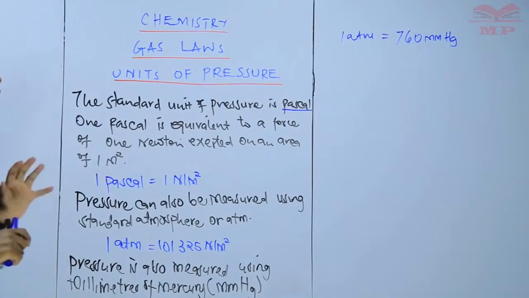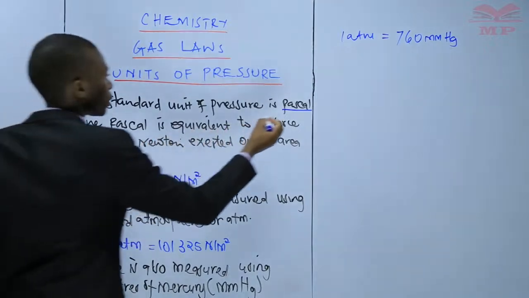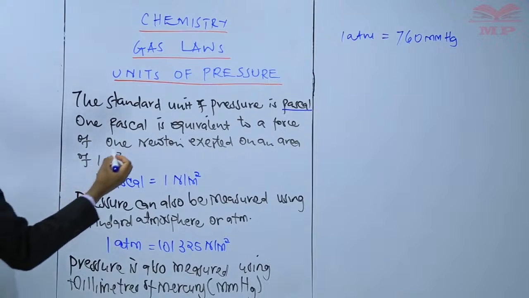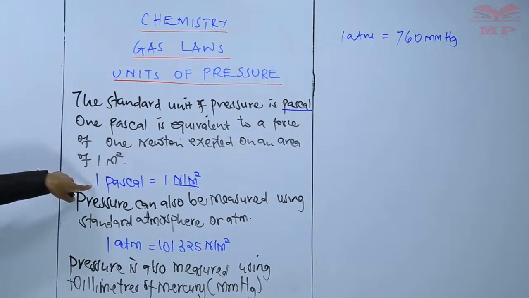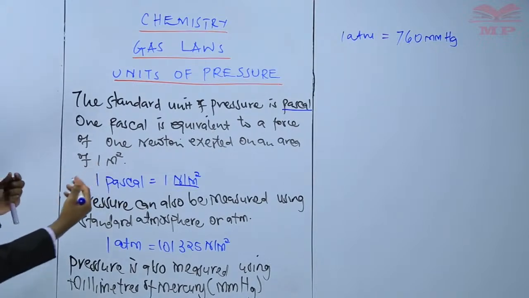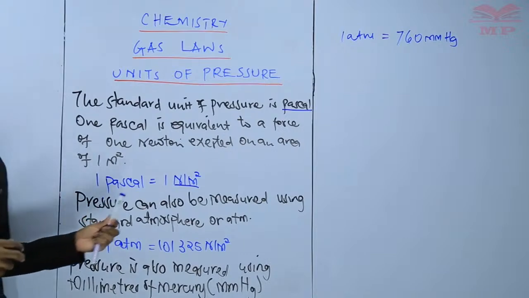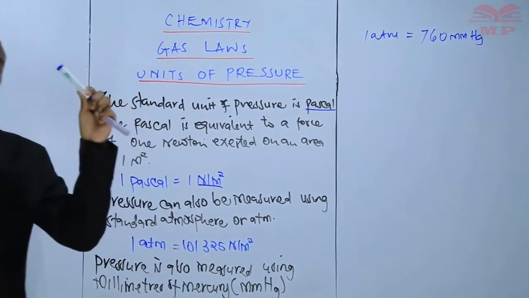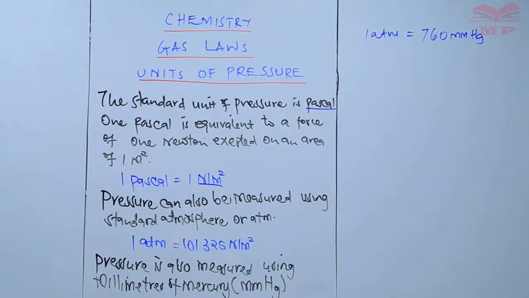Therefore, those are our 4 units of pressure, with Pascals being the first one. The second is Newtons per meter squared. In this illustration, 1 Pascal is equivalent to a force of 1 Newton exerted on an area of 1 meter squared, meaning an area of 1 meter by 1 meter.